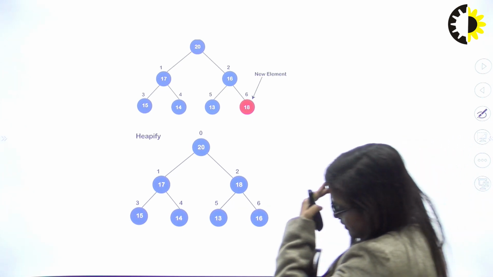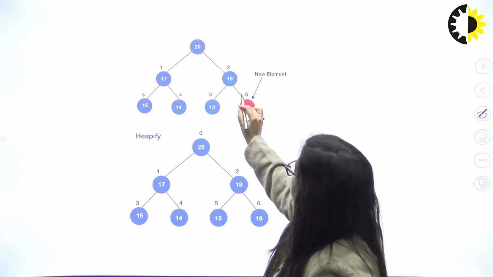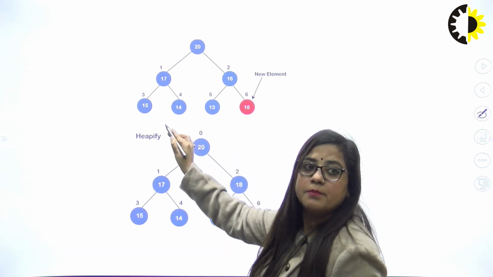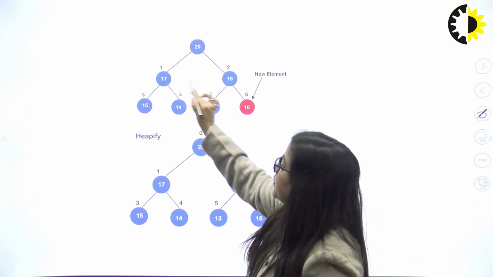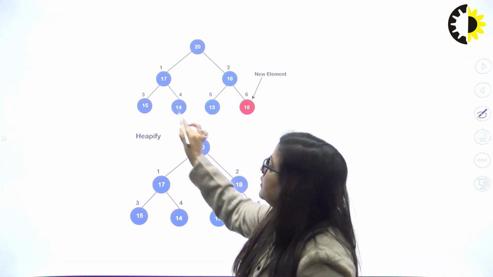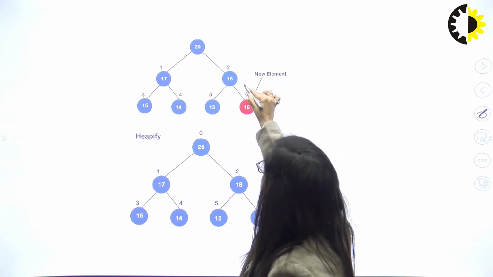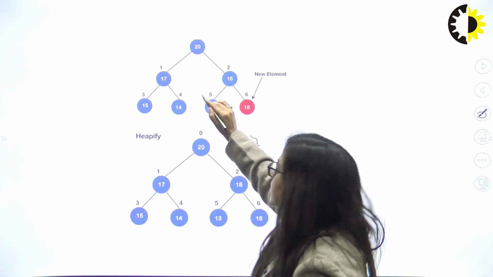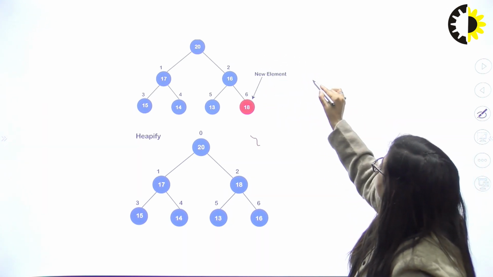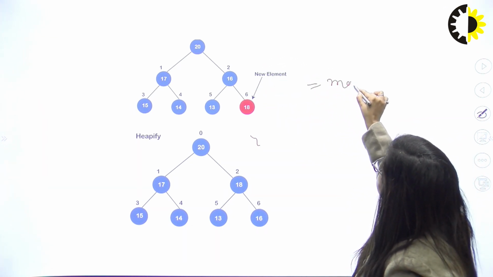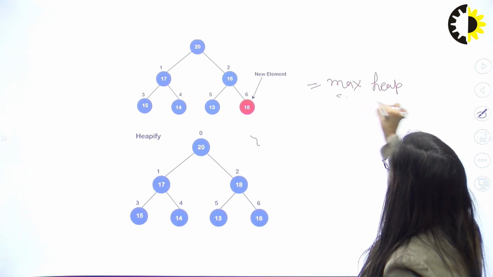Let's suppose we take an example here: 20, 17, 16. First of all, tell which type of heap it is, min or max. 20 is greater than its child, 17 is greater than its child, 16 is greater than its child. So it is a max heap.